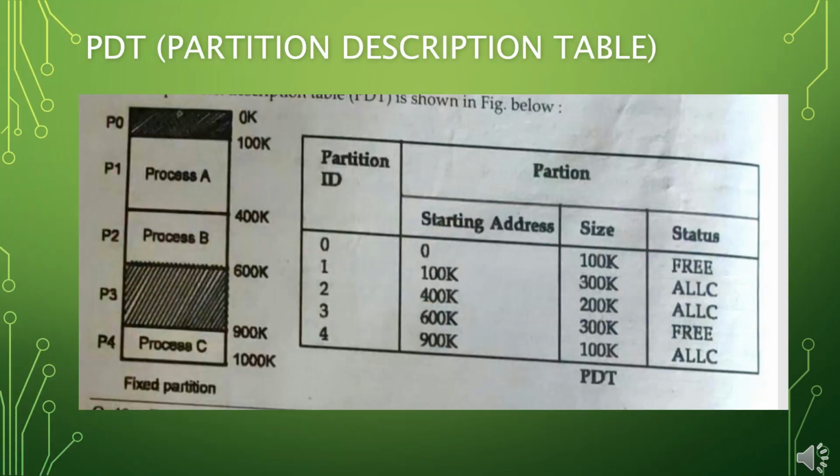This is how the partition description table looks. In a PDT you have a partition ID, that is, how many partitions of memory are created, and for each partition you have the starting address, the size of each partition, and a status showing whether that particular partition is allocated. If the partition is free, you can load a new process. If it is not free, you will see the symbol ALLC, that is allocated, given to it.